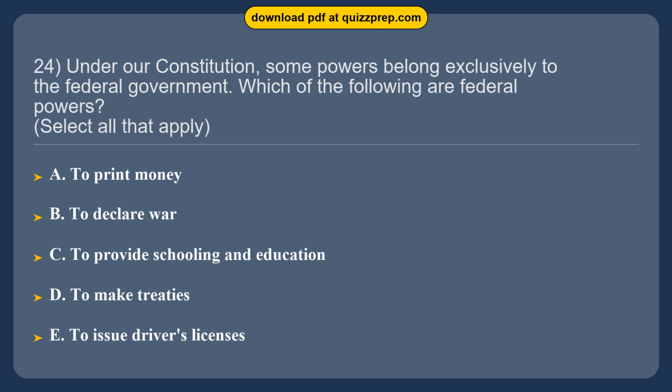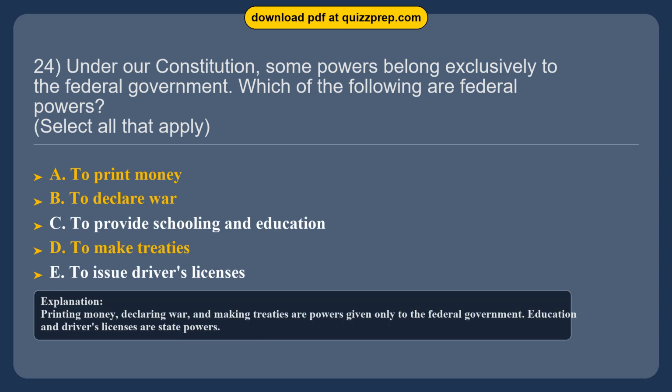Question 24. Under our Constitution, some powers belong exclusively to the federal government. Which of the following are federal powers? Option A, to print money. Option B, to declare war. Option C, to provide schooling and education. Option D, to make treaties. Option E, to issue driver's licenses. The correct answers are options A and B and D. To print money, to declare war, to make treaties. Printing money, declaring war, and making treaties are powers given only to the federal government. Education and driver's licenses are state powers.